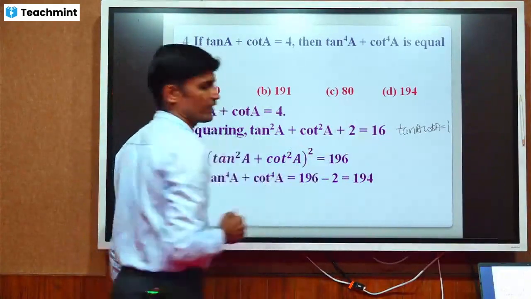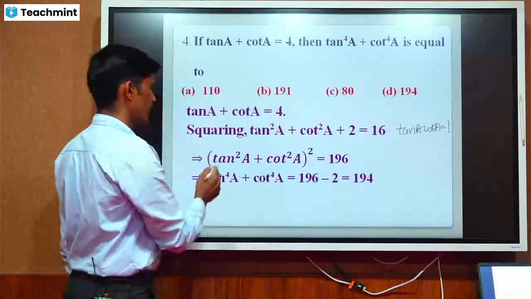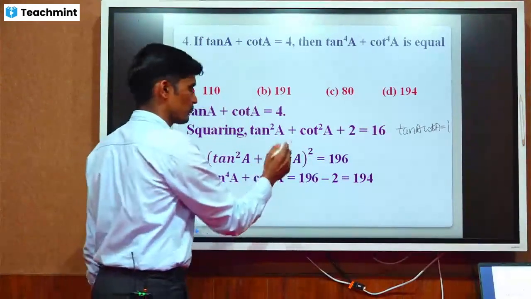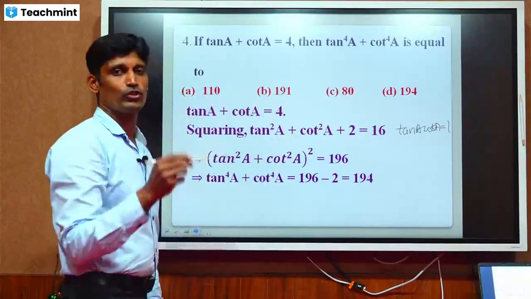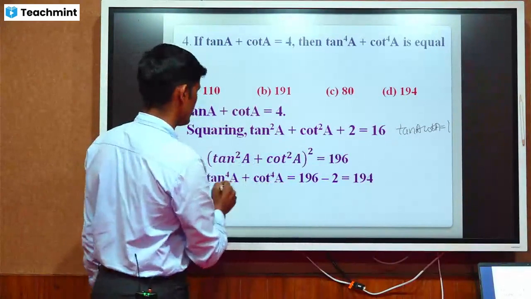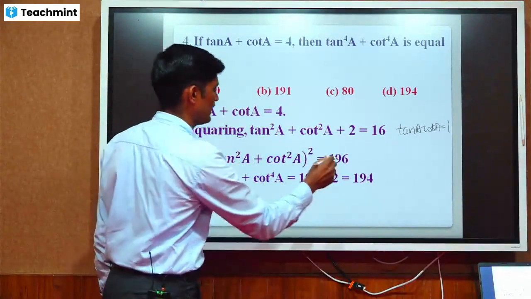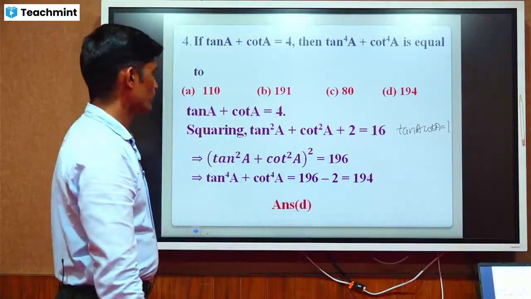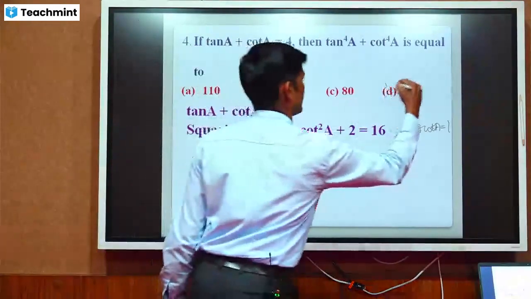Then again squaring on both sides, tan square A plus cot square A whole square is equal to 14 square, that is 196. And expanding on the left hand side, it is tan A power 4 plus cot A power 4 plus 2 tan square A into cot square A. The tan square A into cot square A is again 1. Therefore, tan power 4A plus cot power 4A is 196 minus 2, that is 194. So, therefore, it is answer D.